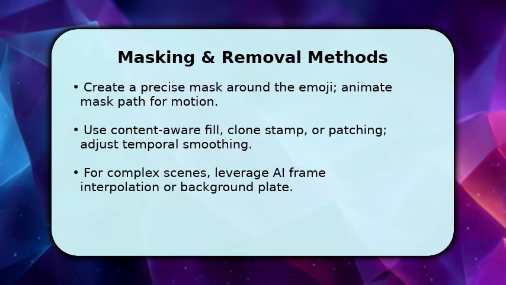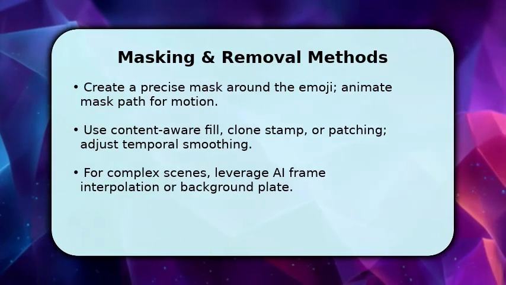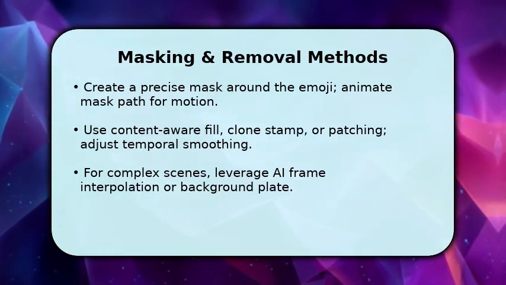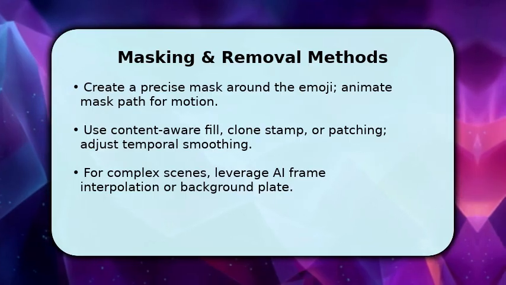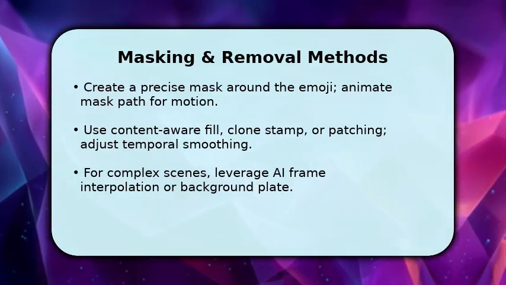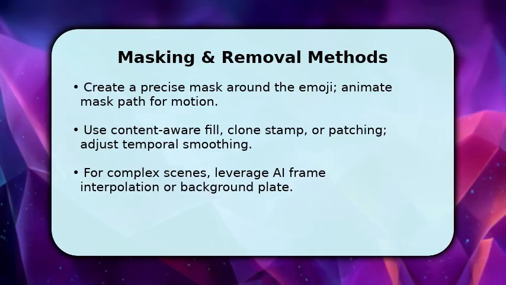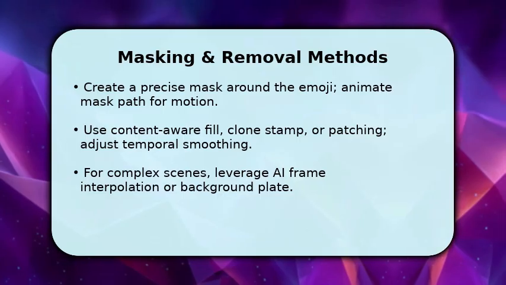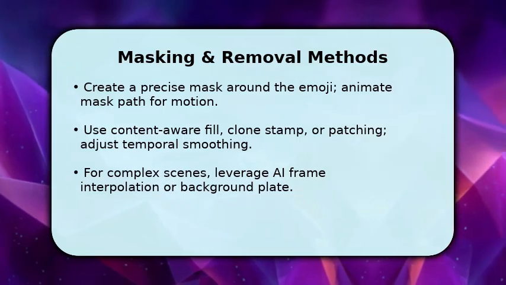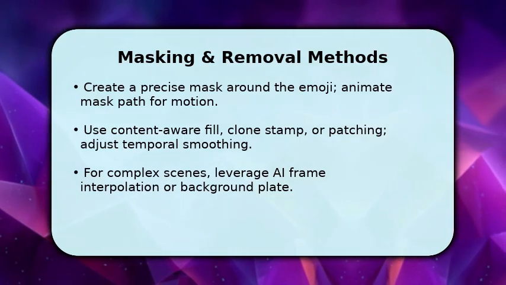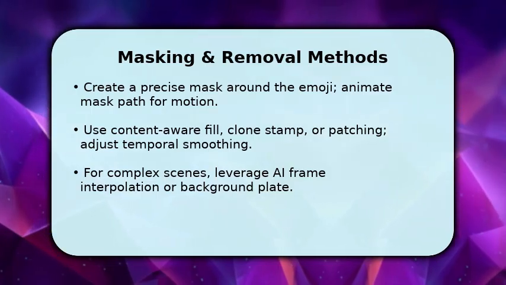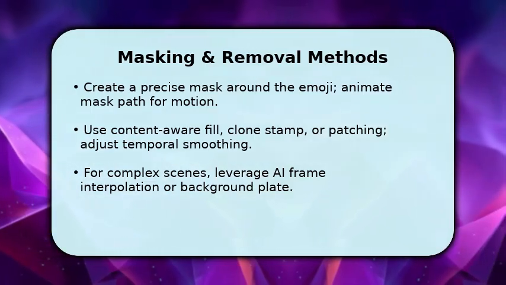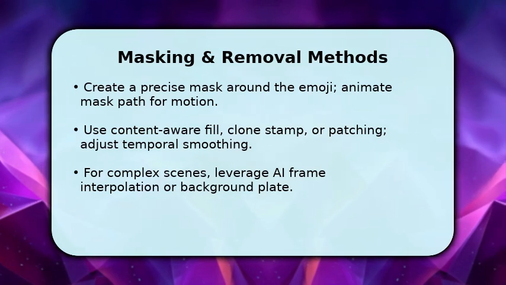You now create a dynamic mask around each emoji and animate its path to follow motion. This isolates the area you will replace. Next, apply the chosen removal method: content-aware fill for short clean patches, clone stamp or patching for texture match, and temporal smoothing to avoid flicker. For complex camera moves or occlusions, generate or shoot a clean background plate, or use AI frame synthesis to reconstruct missing pixels. This step removes the symbol while preserving scene consistency.